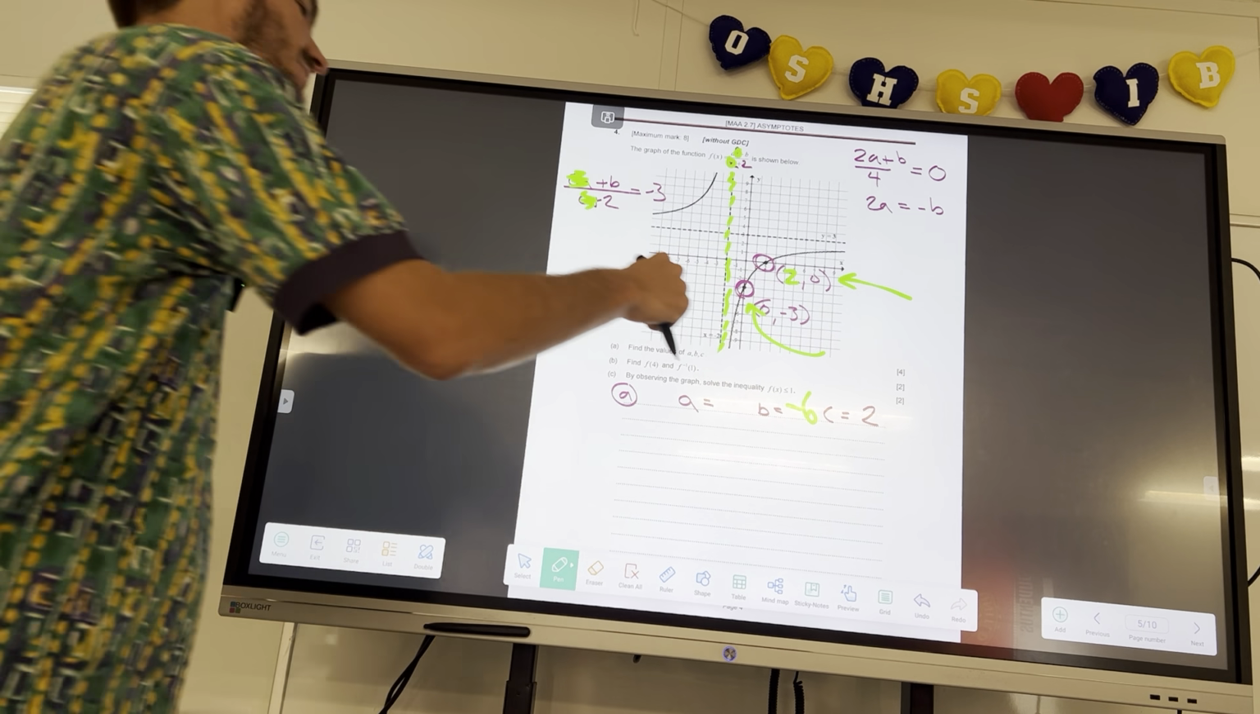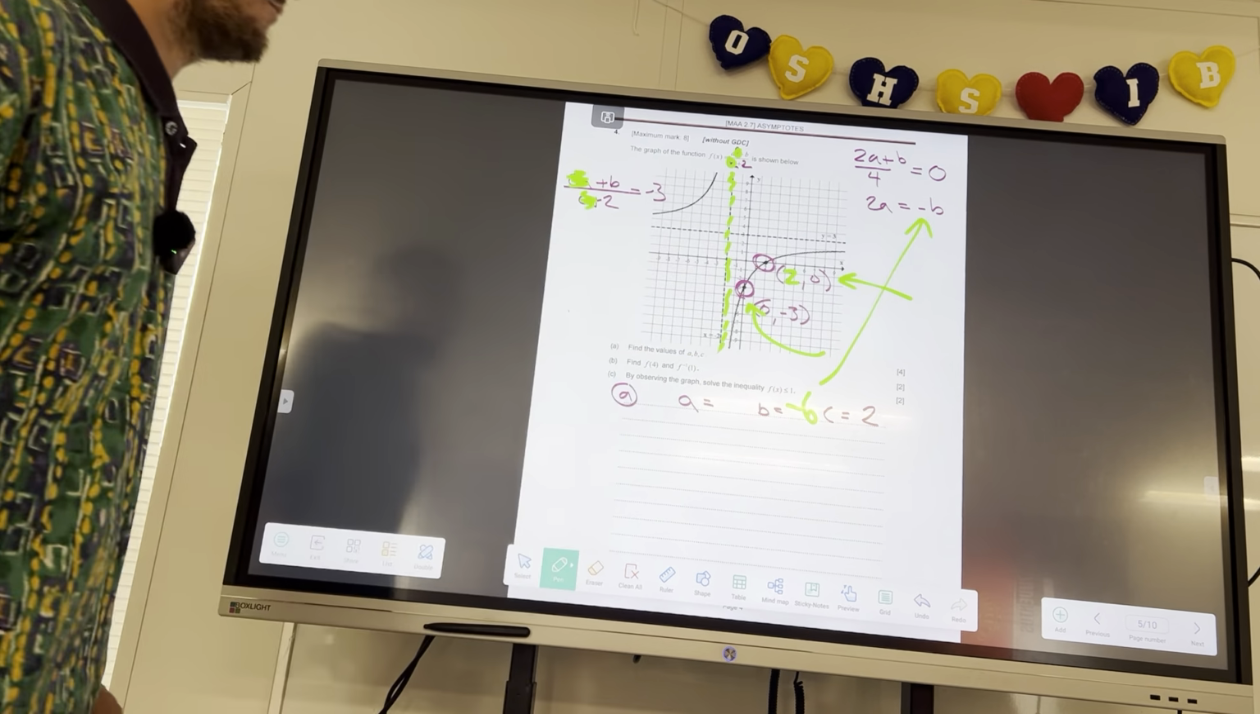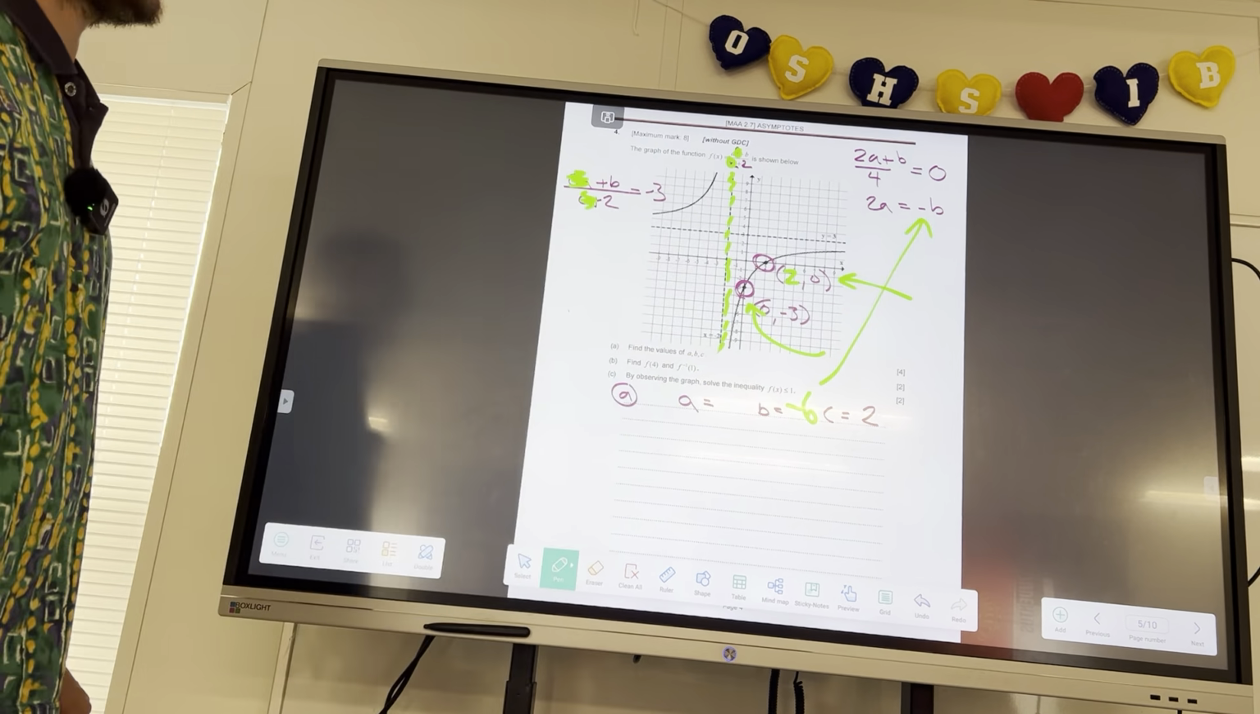And now, what is A going to be? This part's not very difficult. Negative B, which should be a positive 6. And 2A equals 6, so 3.